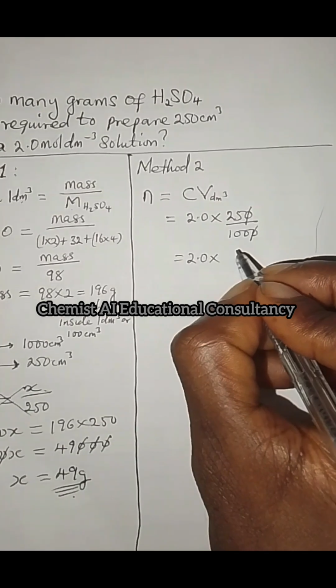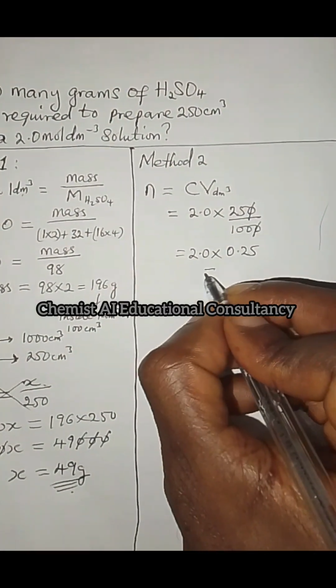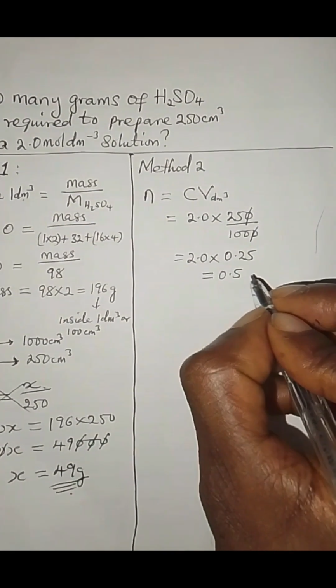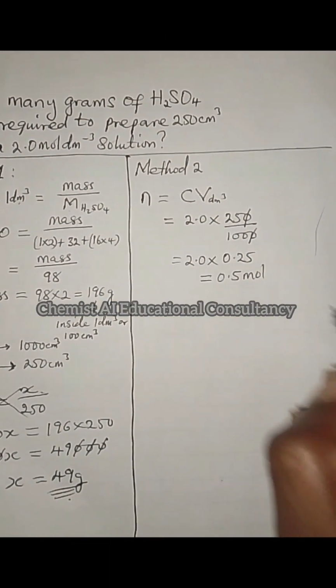0 will cancel 0, and you have 2 times 0.25. 2 times 0.25 is exactly 0.5 mole. And this is the number of mole inside that 250 cm cube.